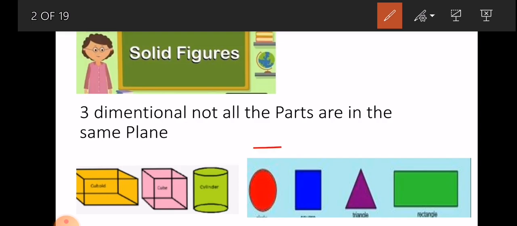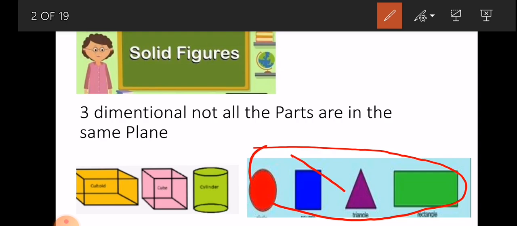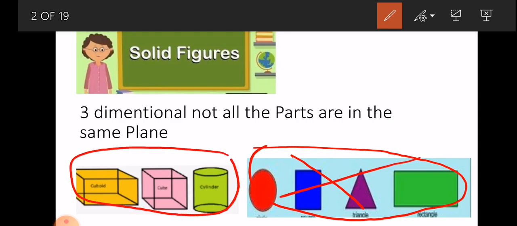These shapes here on the right are plane shapes, meaning flat shapes. If you put them on a table, they are flat. Yes, all of them are on the same level. So this is not a solid figure. But the shapes on the left, all of these shapes have some parts down, some up. So they are in different levels. Not all the parts are on the same plane, so we call them three-dimensional. So these are the solid figures. We will explain it today in more detail than you took it before.